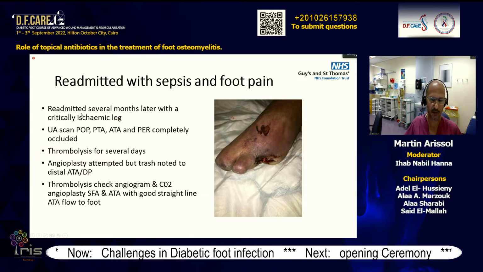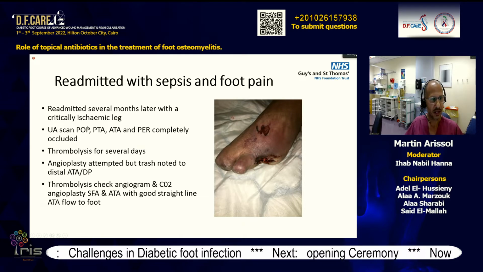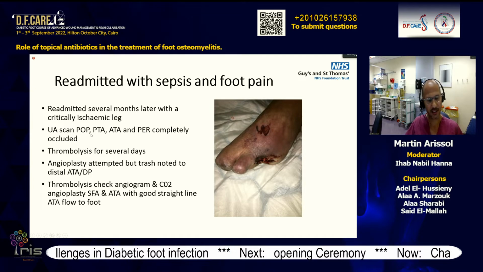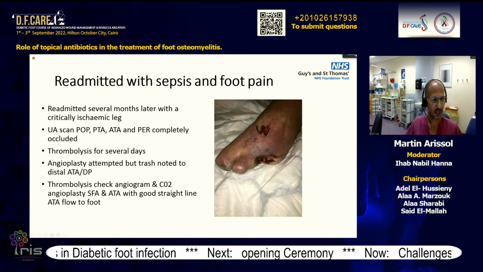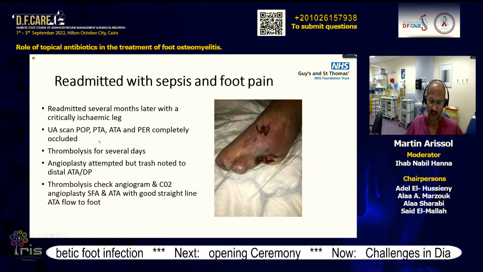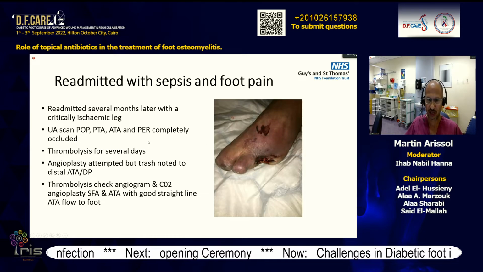Again, a little bit of a late presentation to come to clinic with foot sepsis, foot pain. We rescanned her and found that she had completely occluded every vessel in her leg on that side. All the crural arteries were completely occluded. So we started on thrombolysis for several days and then attempted to angioplasty, but noticed some trash distally.